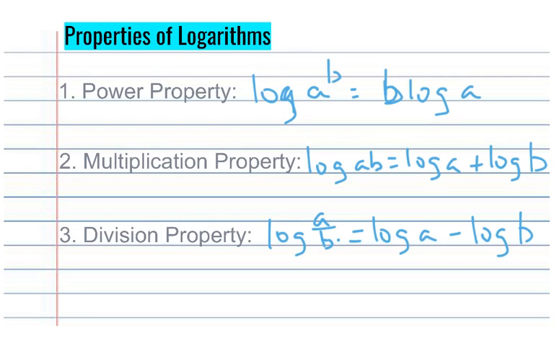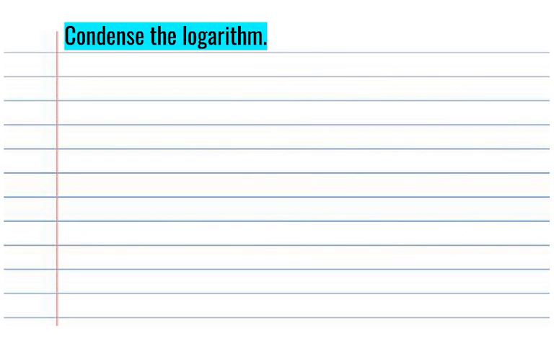So let's look at a couple examples where we are condensing. So example 1, let's say we have 6 log of 2. So hopefully when we look at this one, we can see that it's following that power property. So this 6 can actually come up and be the exponent. So this is the same thing as log 2 raised to the 6th power. We could also write that as log 64, but for our purposes for today, we're just going to leave it the way that it is.